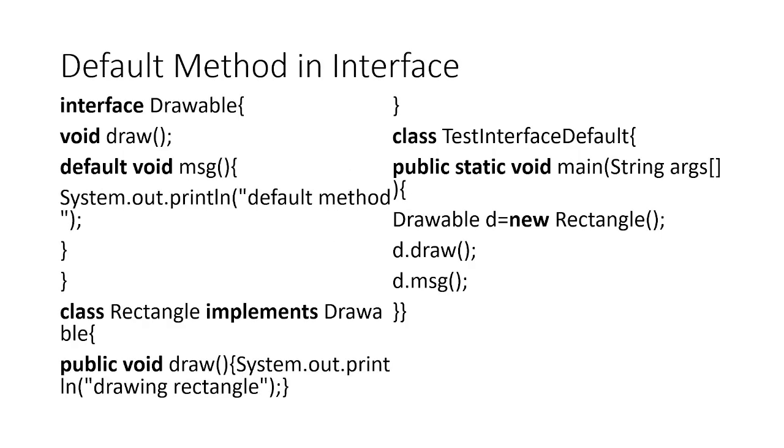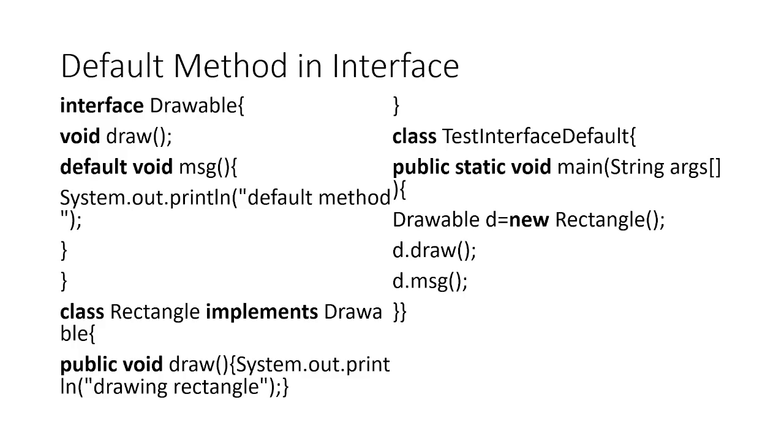Here the interface Drawable has void draw and a default void message, which just prints "default method". This is the interface definition. A normal interface definition consists of only void draw, that is the abstract method, but I defined through the default method, that is the default void message.